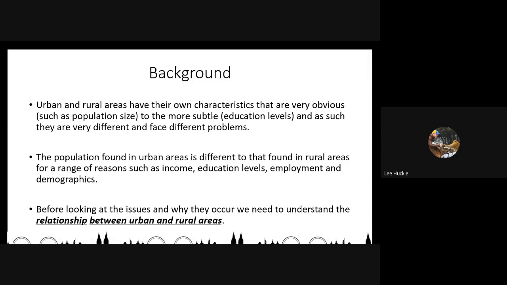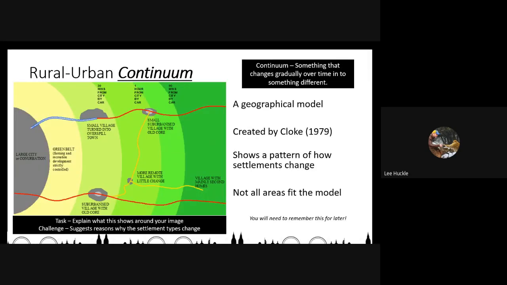And before you looked at those issues and why they occur, we needed to understand the relationship between urban and rural. We see them as very separate, and in many ways they are, but they're very closely linked as well. And that's where you started to delve into this theory of the rural-urban continuum, created by Cloke in 1979. And you've got the model there itself. It is a geographical model.